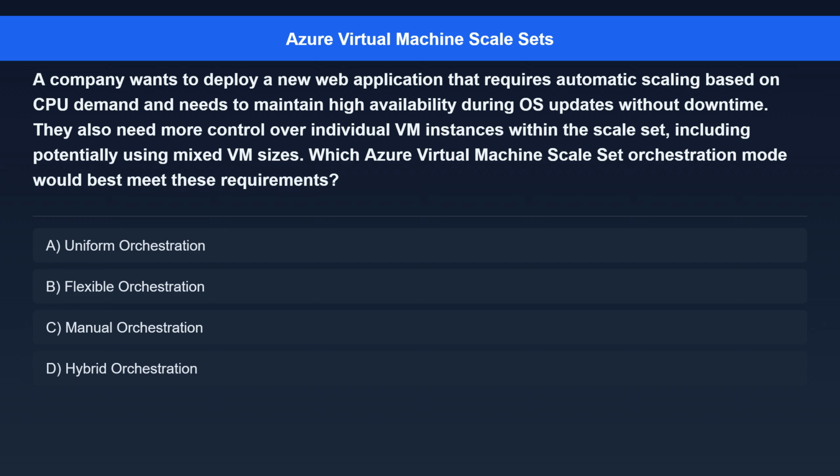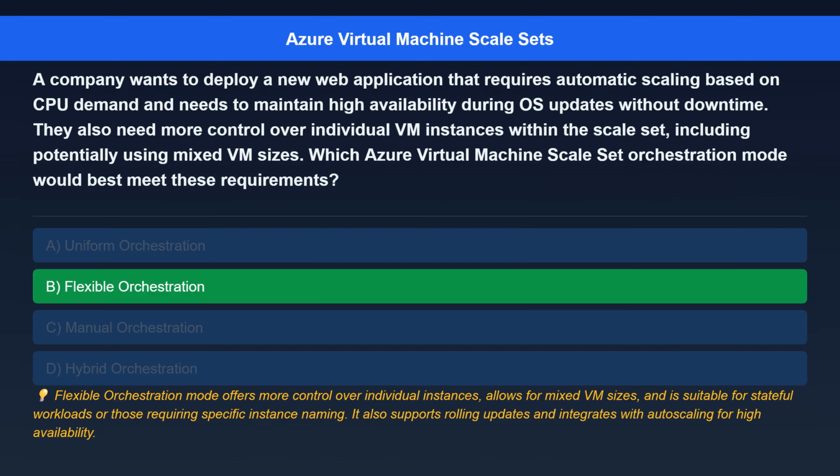Option A, Uniform Orchestration. Option B, Flexible Orchestration. Option C, Manual Orchestration. Option D, Hybrid Orchestration. The correct answer is Flexible Orchestration.